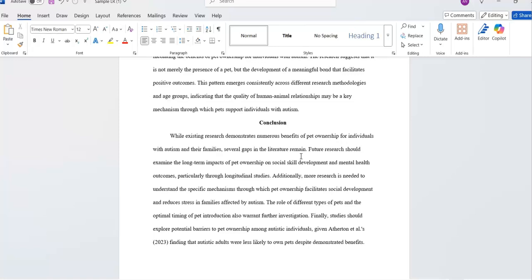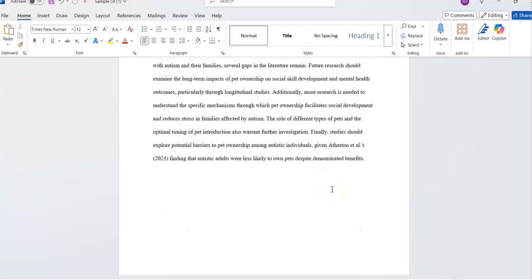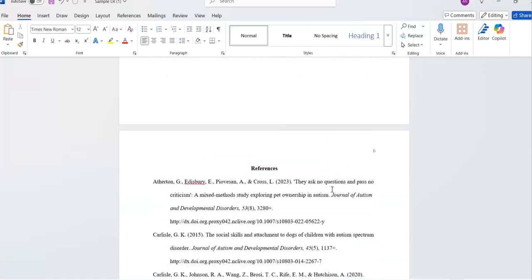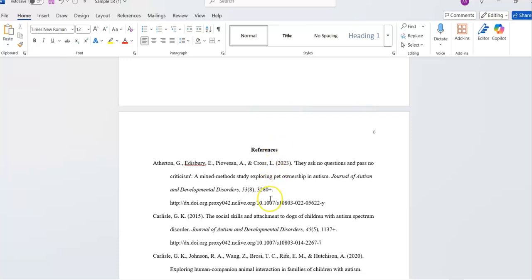This is the little gap that, if you were a researcher or a student, you might actually do a study on. Future research should examine the long-term impacts of pet ownership on social skill development and mental health outcomes, particularly through longitudinal studies. And here's another thing where more research is needed. So that is where you're going to deal with that in your conclusion. And then finally, all your references.